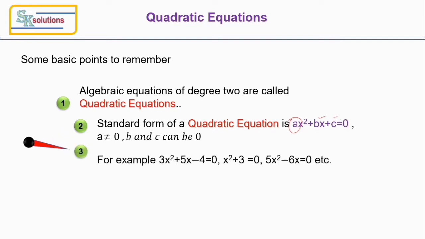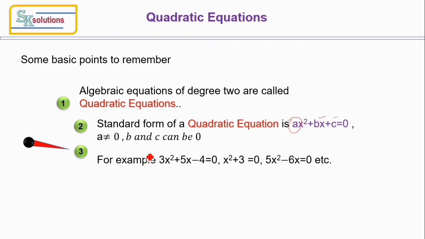For example, 3x square plus 5x minus 4 equal to 0, x square plus 3 is equal to 0, 5x square minus 6x is equal to 0. So in the first case, we have all the values of a, b and c. In the second case, the coefficient of x is 0, that is b is 0. In the third example, we have c as 0. So b and c can be 0, but a should not be 0.